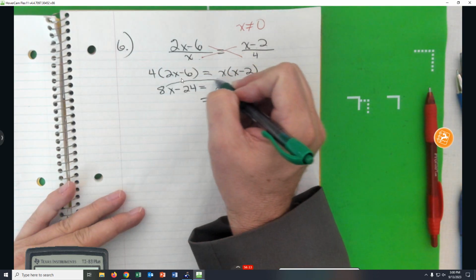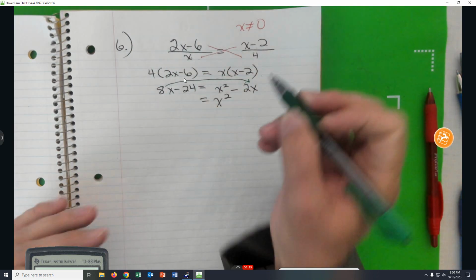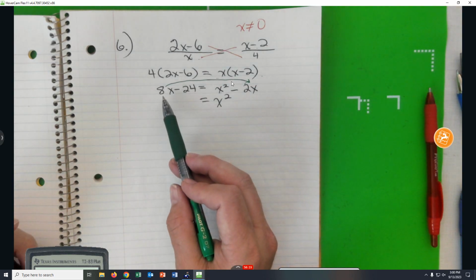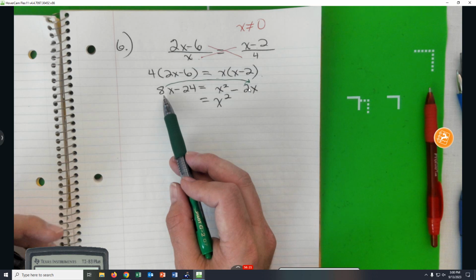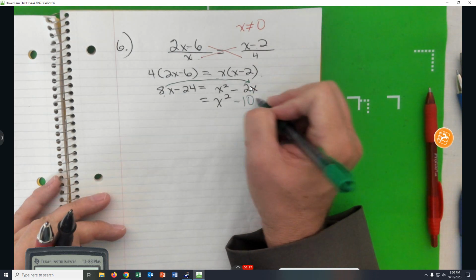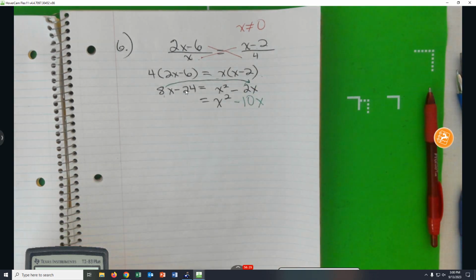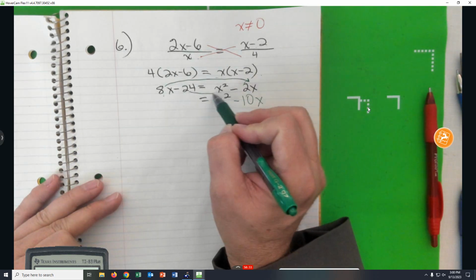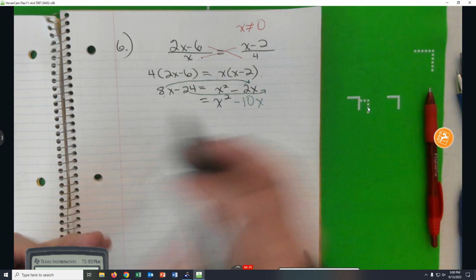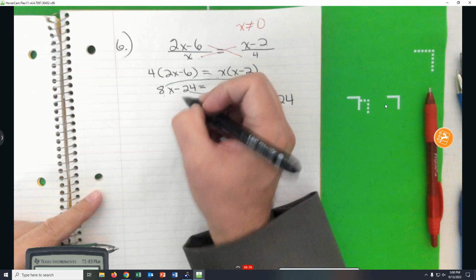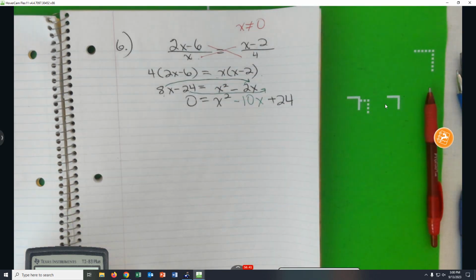Let's move that 8x over and combine it. We have a negative 2x minus 8x, that's going to give us a minus 10x. What else do we have? Pick that negative 24 up, move it over, that becomes a plus 24. Equals 0.